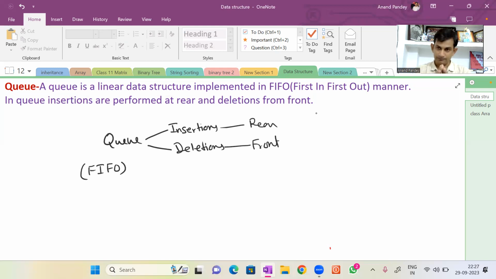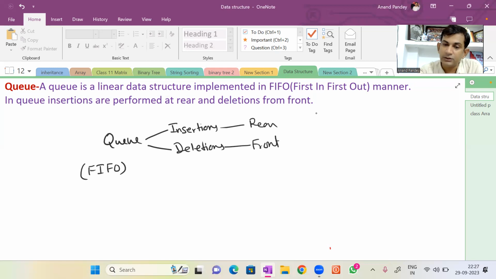Now the queue can also be implemented through an array. In an array, if you store data in such a manner that the data you store first is used first, then it is called a queue. When you insert data, you insert at rear. Rear and front will be what? They will be 2 indexes of the array.